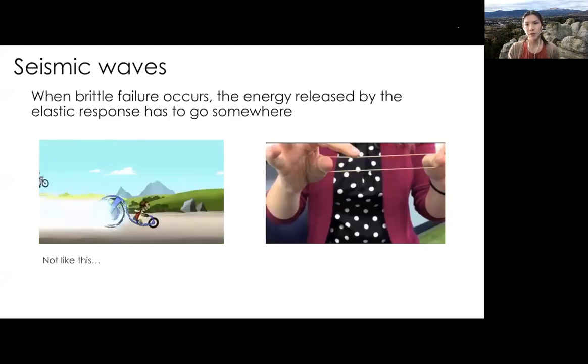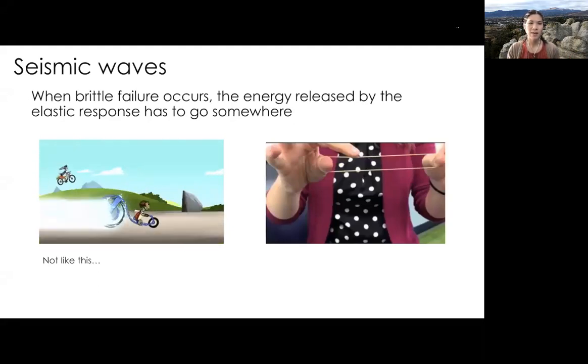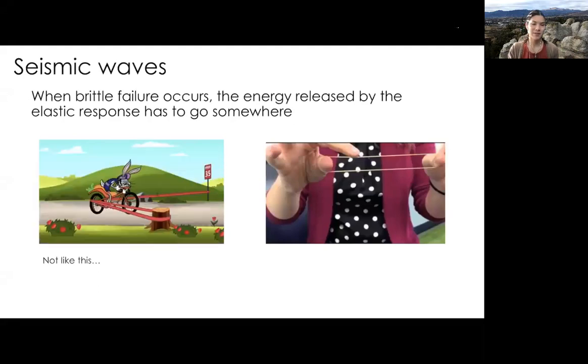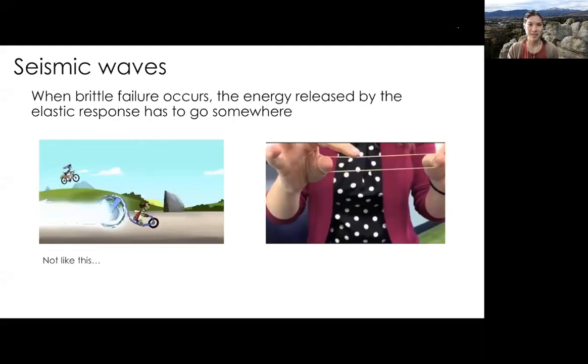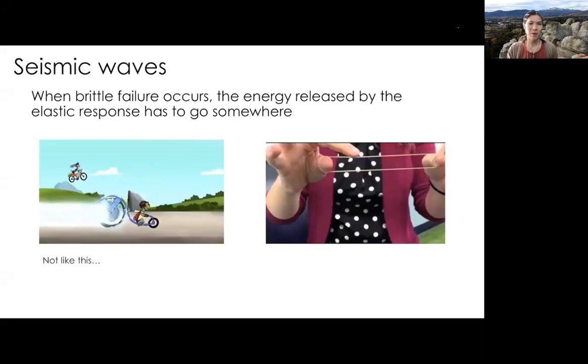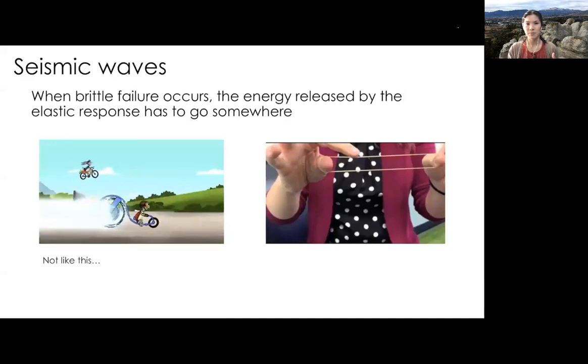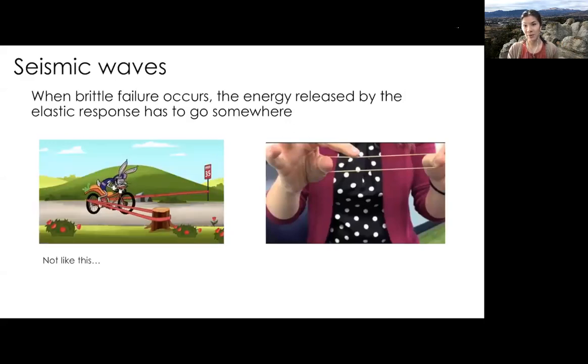So when brittle failure occurs and we eventually release that earthquake, there is some energy, and the energy has to go somewhere, right? So this GIF on the left here is an imperfect example of this. When that rubber band or slingshot snaps, it just falls to the ground. But we know that's not really how it occurs.